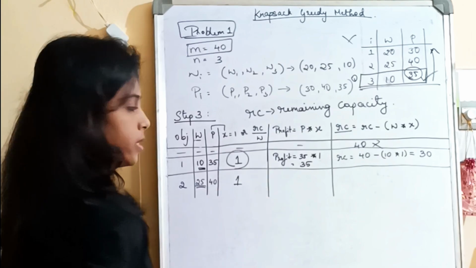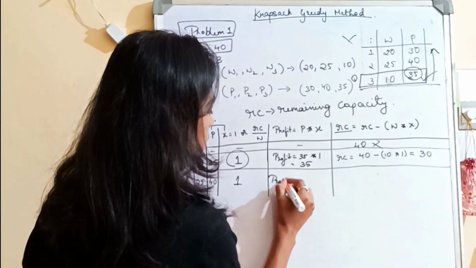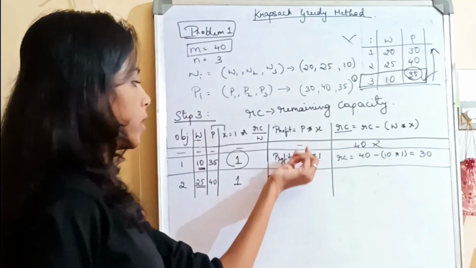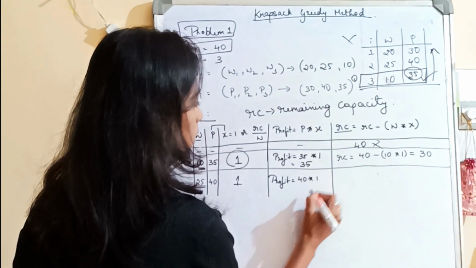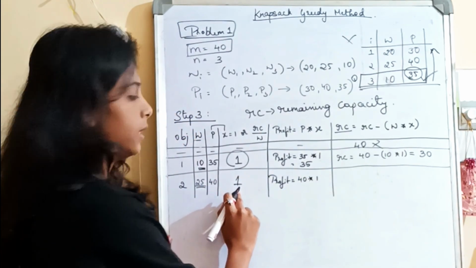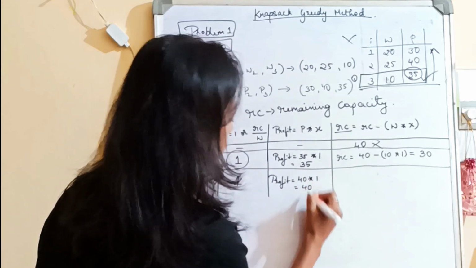So 1 quantity, correct? Next, profit is equal to, what is the P here? The 40. So 40 into 1. 1 is X, I'm filling it completely. Okay. So 40 ones are 40 is the profit.